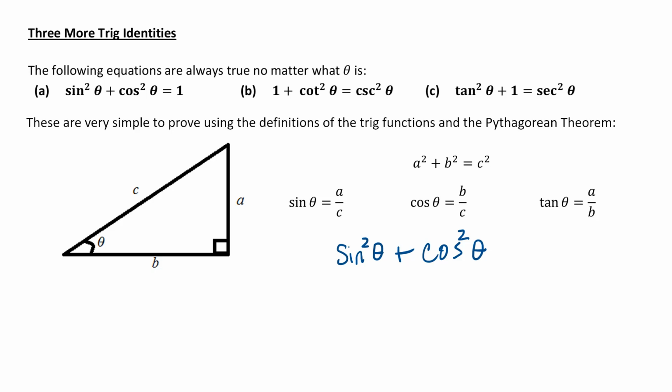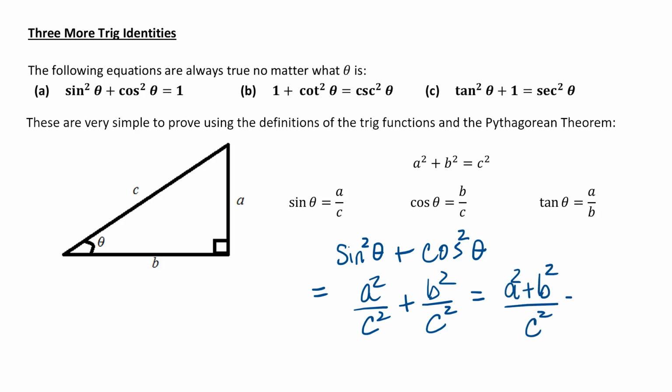Sine theta is a over c, so when you square it, you get a squared over c squared. And cosine theta is b over c, so when you square it, you get b squared over c squared. If you add those two fractions, you get a squared plus b squared over c squared, and we know that a squared plus b squared equals c squared by the Pythagorean theorem, and so we get 1. Sine squared theta plus cosine squared theta equals 1.